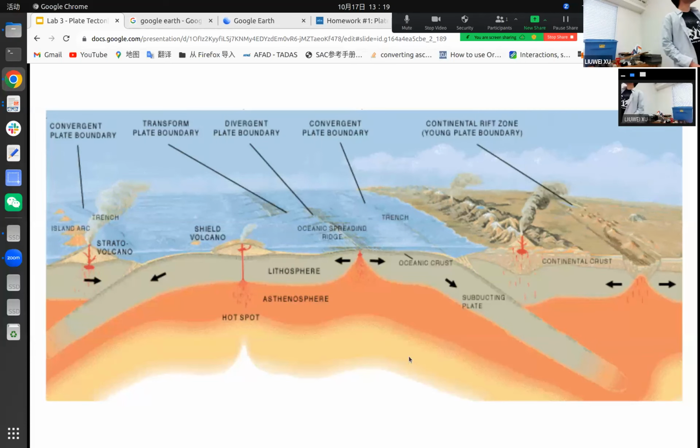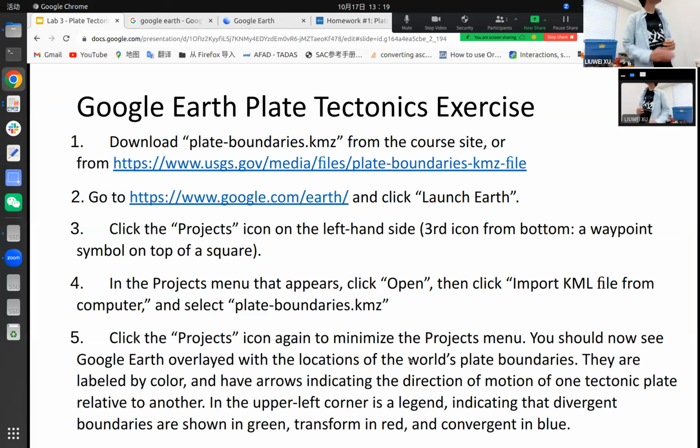This figure can be a good reference for your homework 1. You need to draw a similar cross-section, but it can be simpler. And finally, we still need to use Google Earth for today's lab assignment. We need to import the plate tectonic boundaries to Google Earth to help us answer some questions. So I will show you how to import the boundary files to Google Earth.